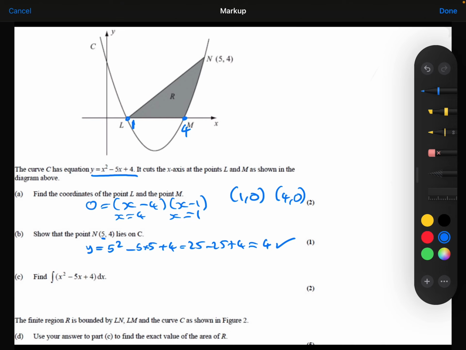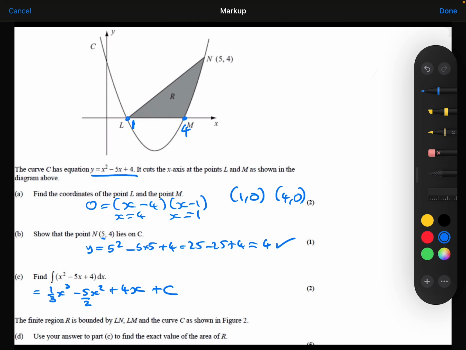Part C: we want to find the integral of x squared minus 5x plus 4 with respect to x. So we're going to add 1 to the power and divide by the new power. The 5x, we're going to add 1 to the power and divide by the new power. The 4 will integrate to be 4x, and don't forget your constant of integration, c. So that is my answer to part C.